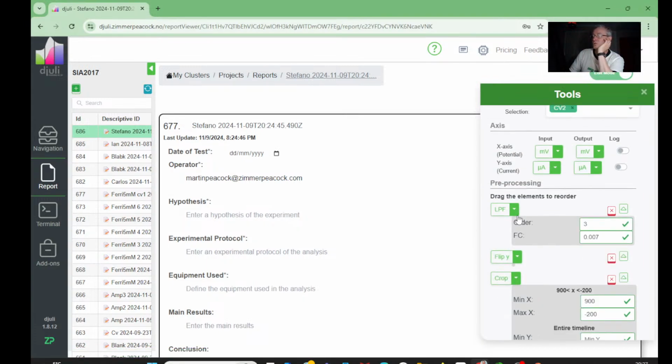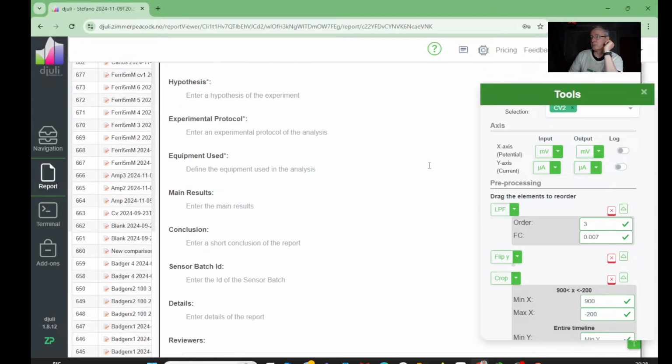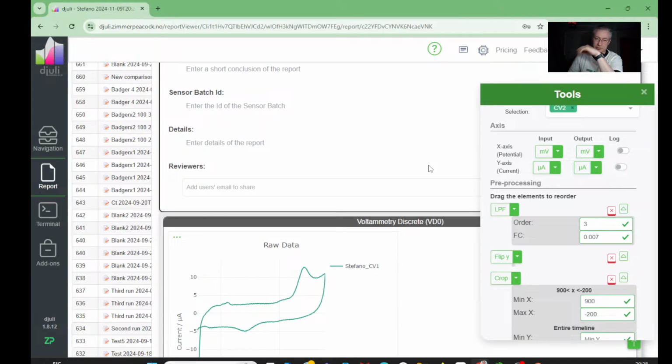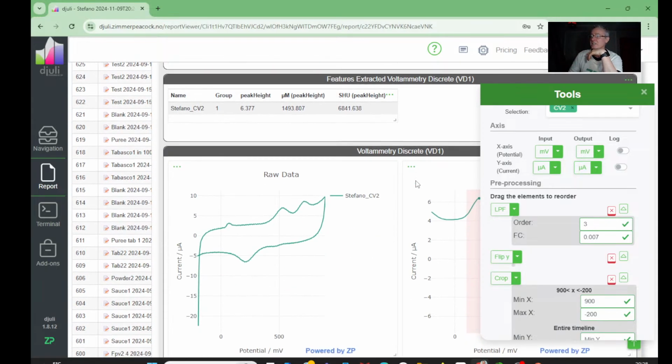We've got so much functionality built on this, and this is why at ZP now we're thinking we really are data scientists, and anyone doing electrochemical sensor development really is just a data scientist. You're a conduit for really useful chemical and biological data, but you're a data scientist, and the Julie platform processes electrochemical data through a data pipe and turns it into, in this particular case, 1493 micromolar.